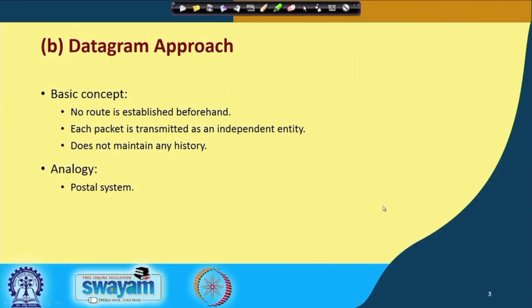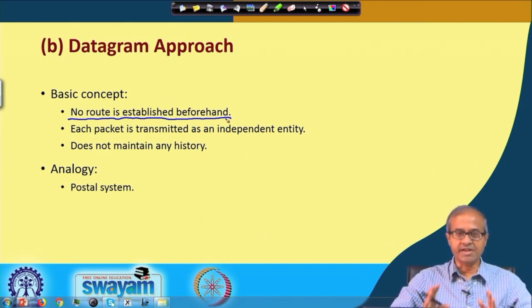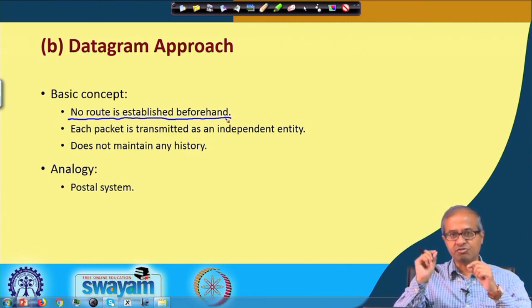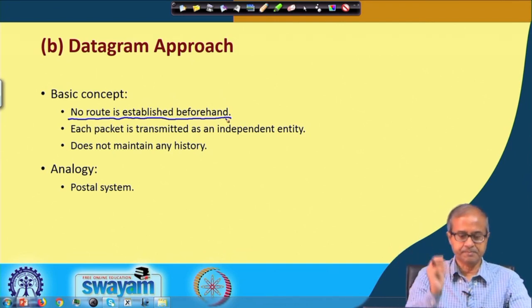Okay. Let us look at the datagram approach. If you compare with the virtual circuit approach, the main difference is that no route is established beforehand. This is one advantage, in the sense that there is no initial delay. In virtual circuit, because of the route establishment, there was an initial delay, and only once the route is established can the packets be transmitted.